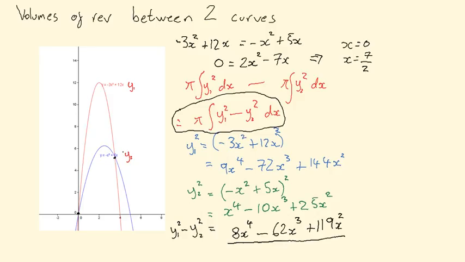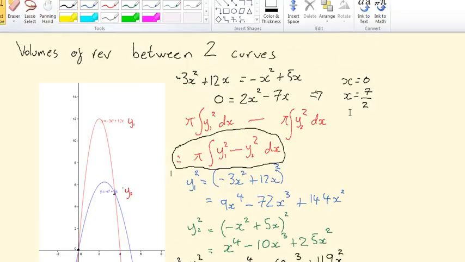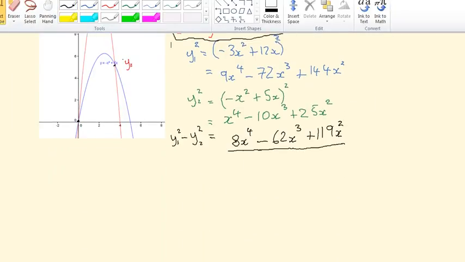Let's now do the actual integration itself. If we just scroll down a bit, we end up with pi times the integral of 8x to the power of 4 minus 62x cubed plus 119x squared with respect to x between the limits 0 and 7 over 2.